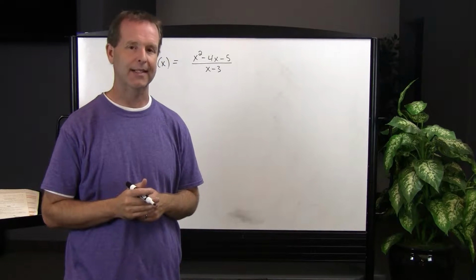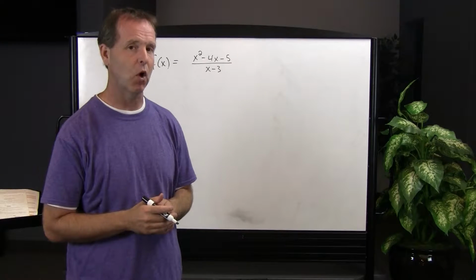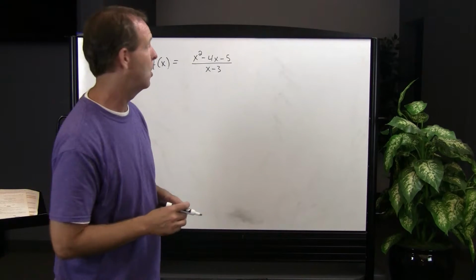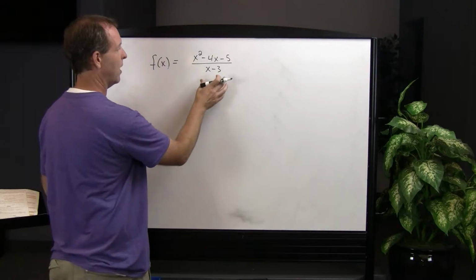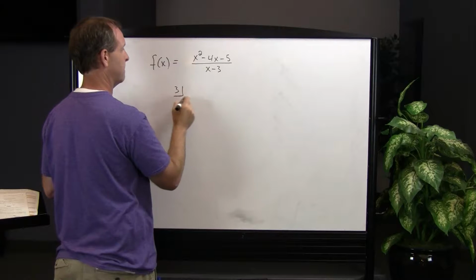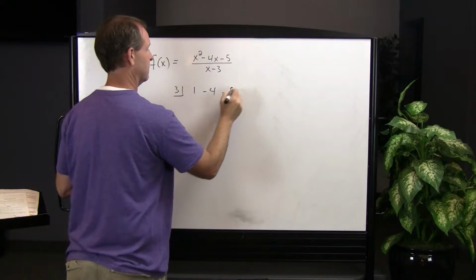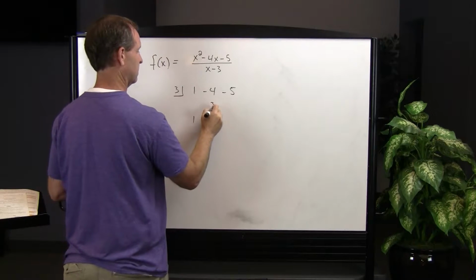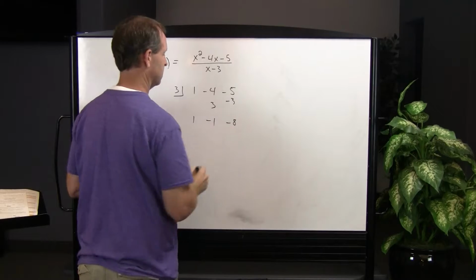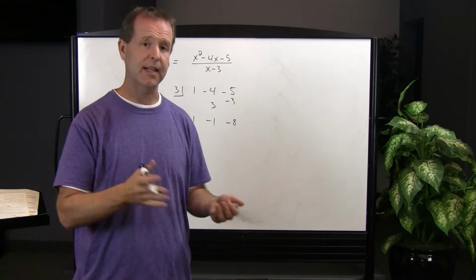However, it has a slant asymptote, and we need to discover and find out where that slant asymptote is, and we need to use some long division or synthetic division to find out where that occurs at. So what I will do is let's divide this synthetically. I have a remainder of -8, and in this case that's fine.